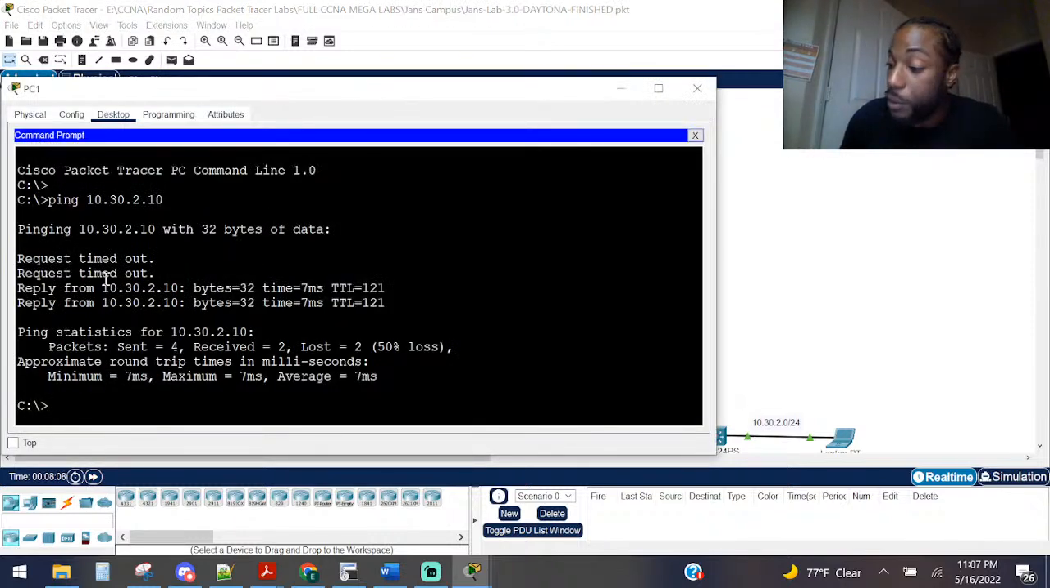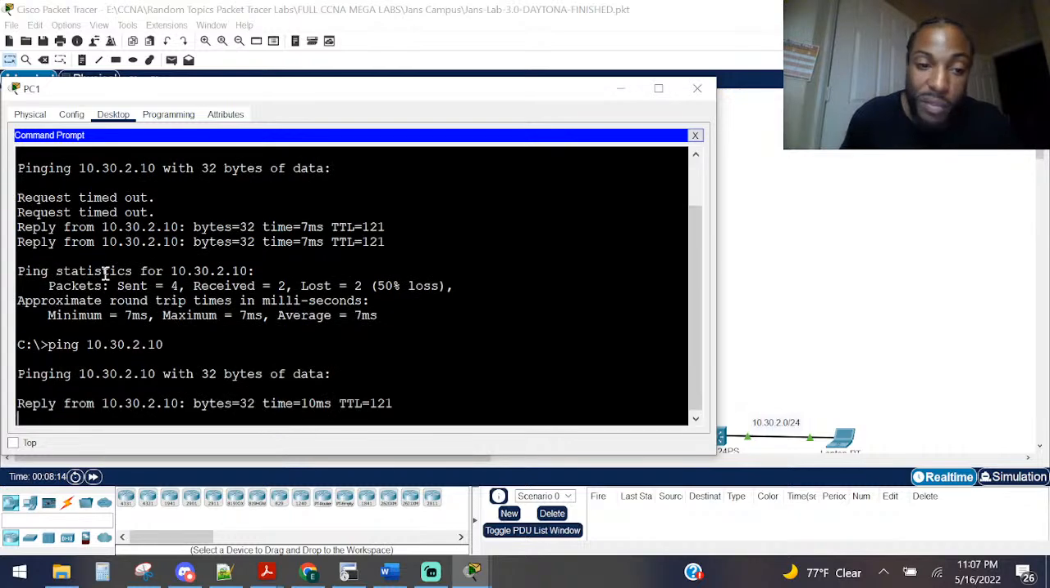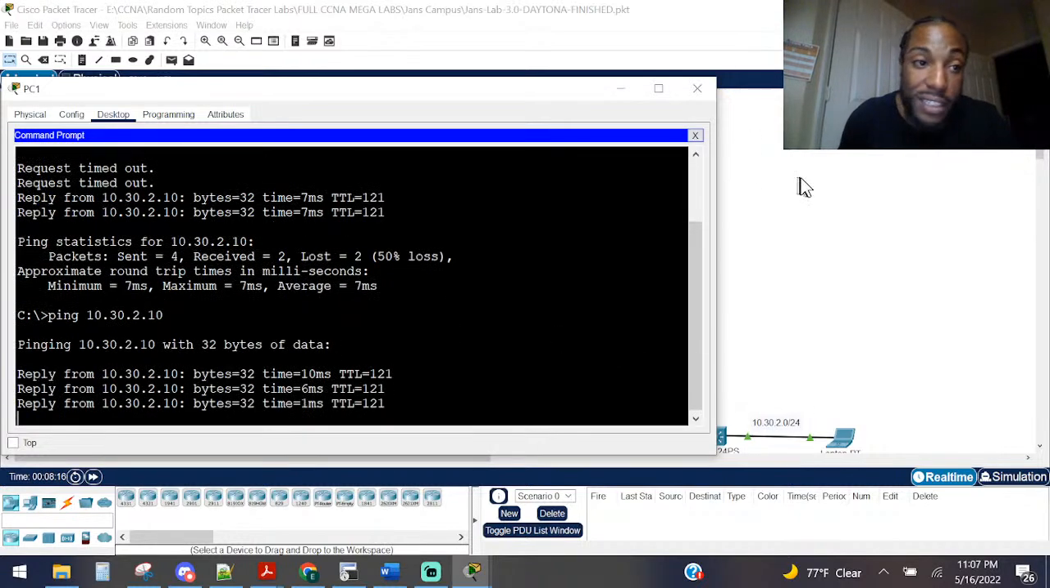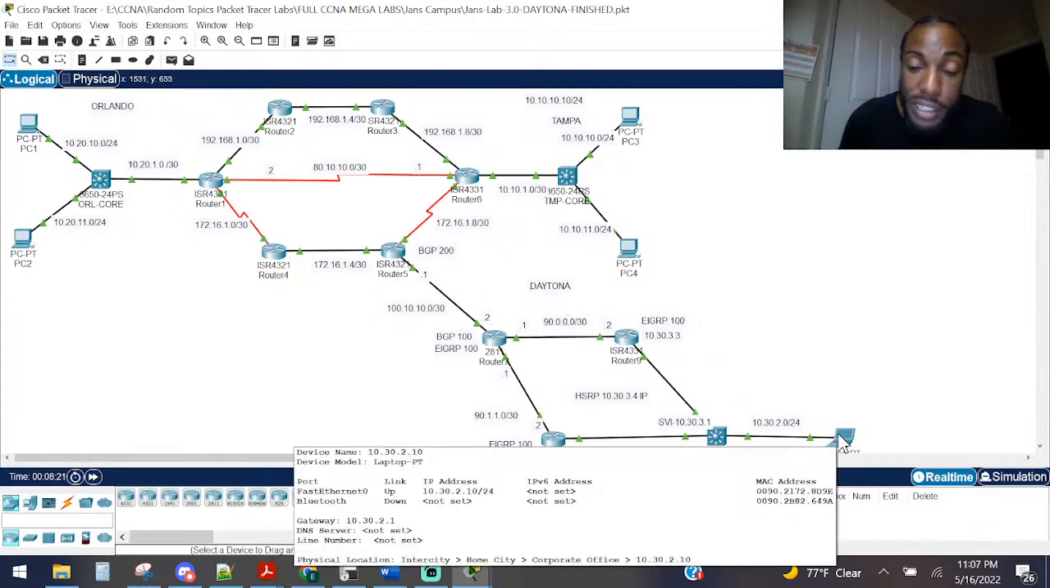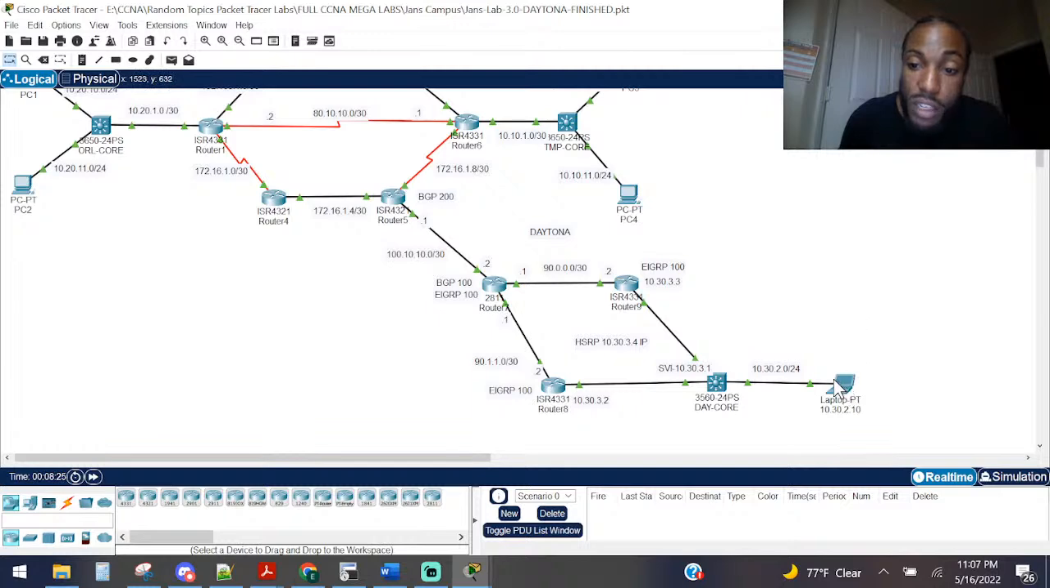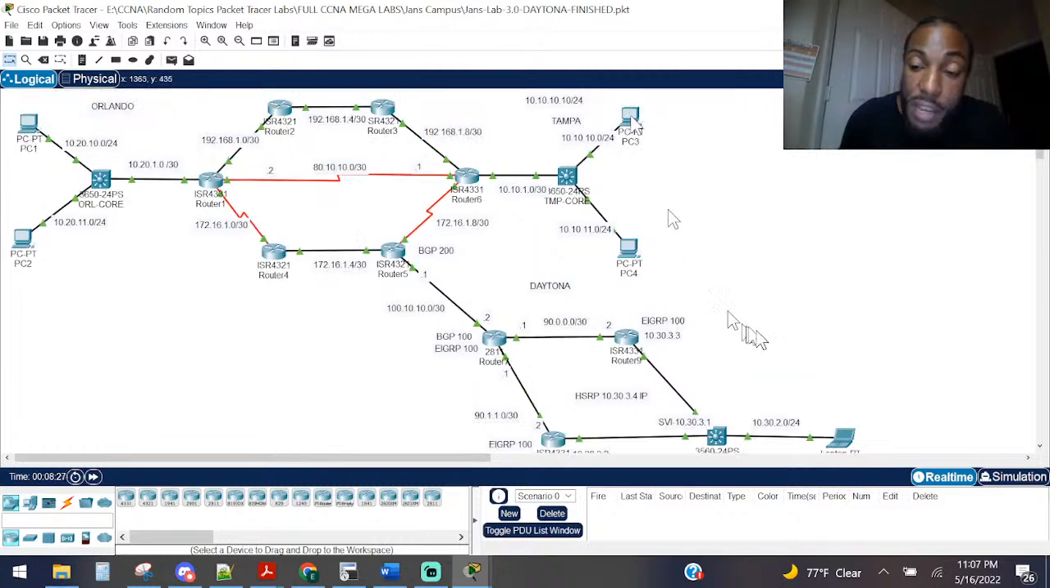And there it goes right there. We got a reply. So Tyler started getting nervous there for a second. Thanks for that tip though. We'll try to ping it again, and now he can ping it. So now that's a PC in Orlando that can ping a PC in Tampa. I mean Daytona. And then let's see, I'm just gonna have a PC in Daytona ping one in Tampa.